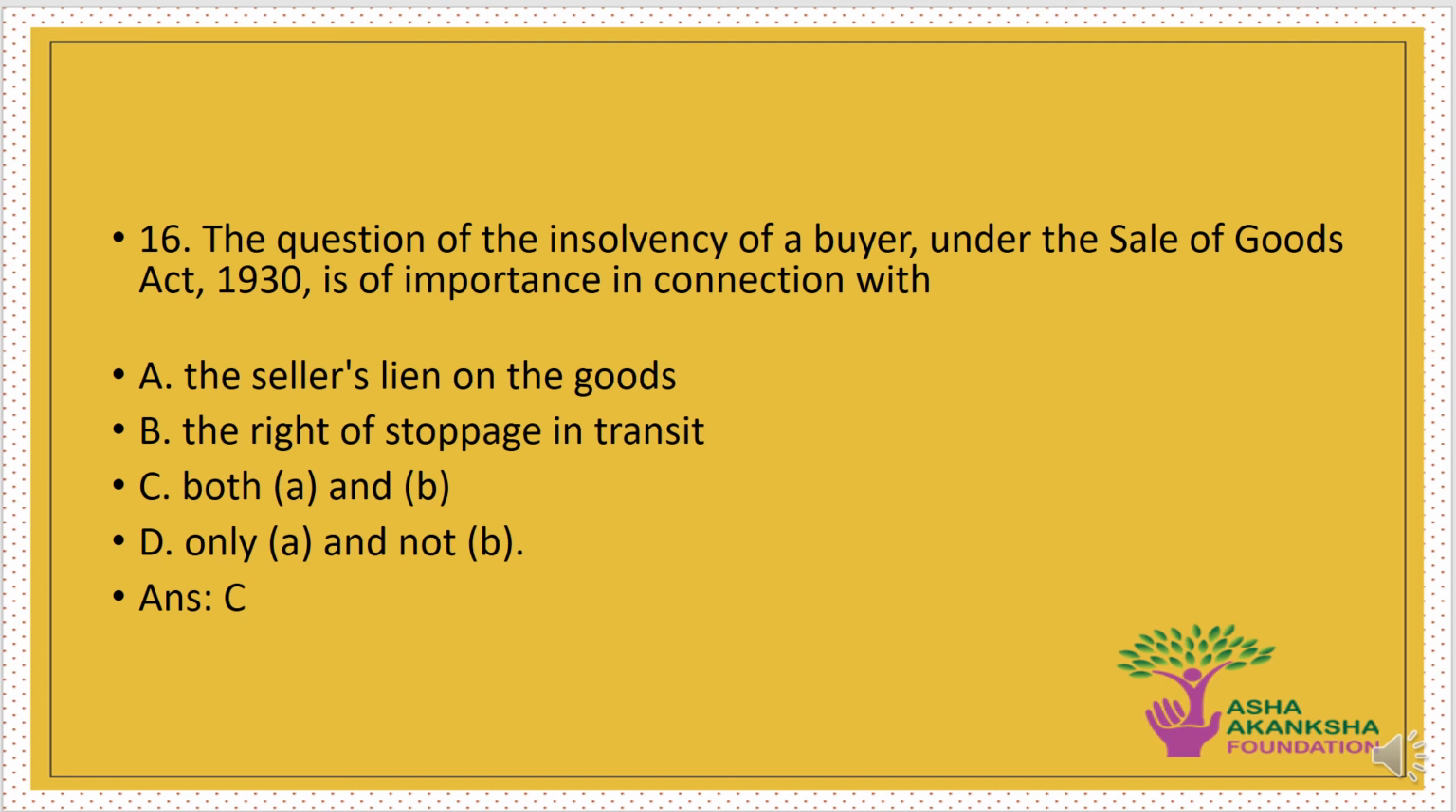The next question is: the question of insolvency of a buyer under the Sale of Goods Act 1930 is of importance in connection with which of the following? Options are A. The seller's lien on the goods, B. The right of stoppage in transit, C. Both A and B, or D. Only A and not B. The correct answer to this question is option C. That means both the seller's lien on the goods as well as the right of stoppage in transit are important.